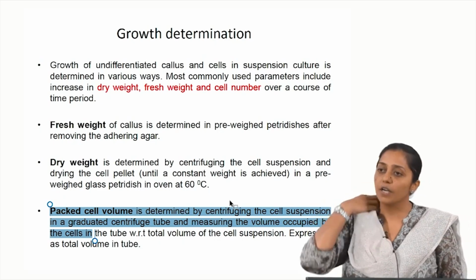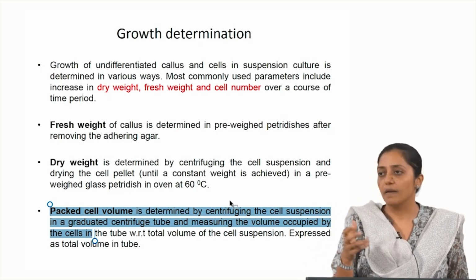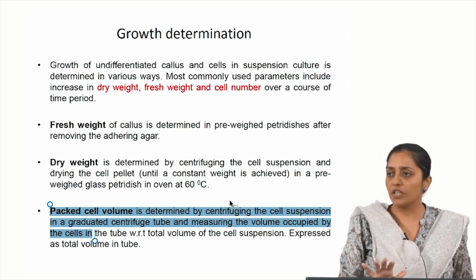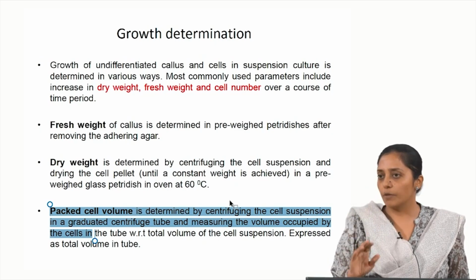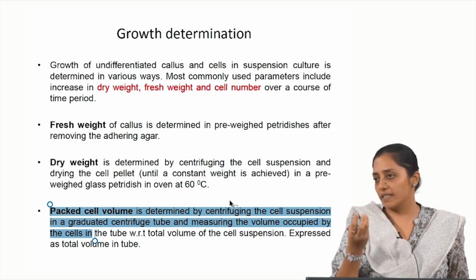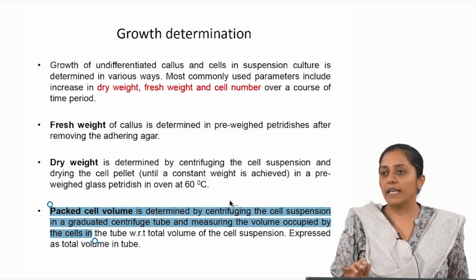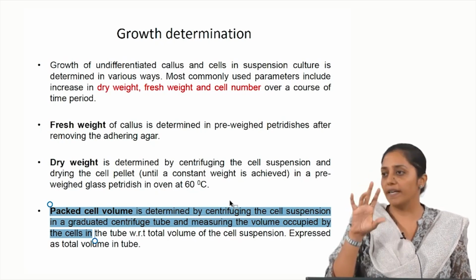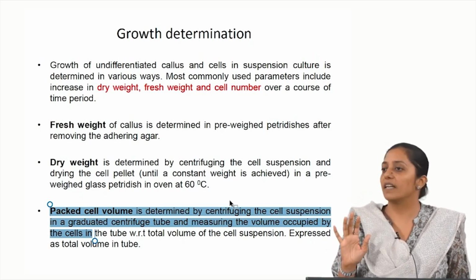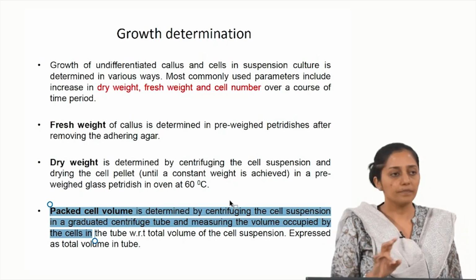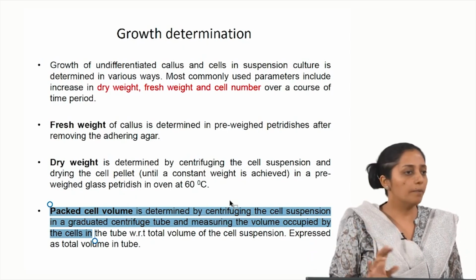Now, the second is packed cell volume. Because plant cells are large in size, this works appreciably well. You can use a centrifuge tube and let the plant biomass settle, because they form aggregates. After some time the biomass will settle down, and in comparison to the total volume occupied in that centrifuge tube, the percentage which the biomass occupies is represented as packed cell volume. That can also be a rough indication of growth of the biomass.